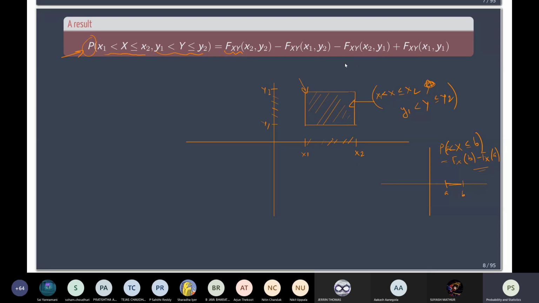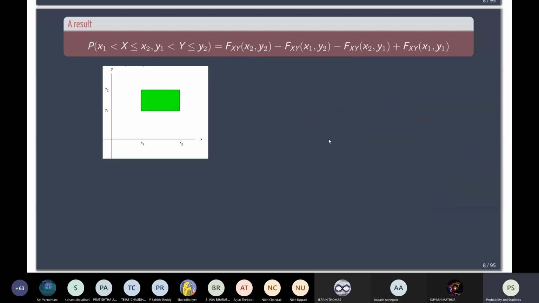Given that you have the joint CDF, it looks a little bit strange at first. Okay, so it's like, why should it be like this? Instead of minus F_XY(x1, y2) minus F_XY(x2, y1) and then plus F_XY(x1, y1), what is going on here? So we will try to show this proof rather quickly. So this is what we are supposed to find. This is the green region, the probability that we are supposed to find.